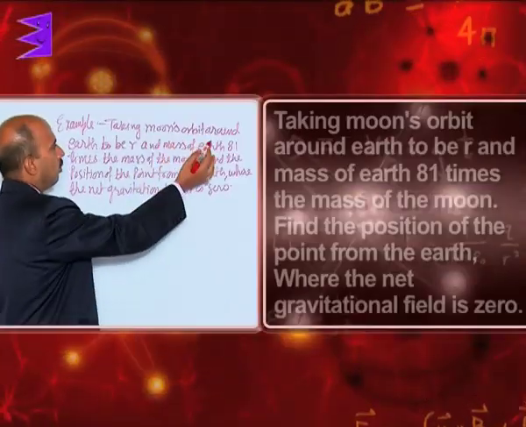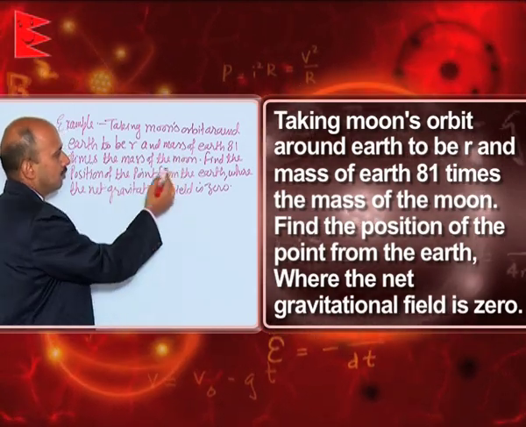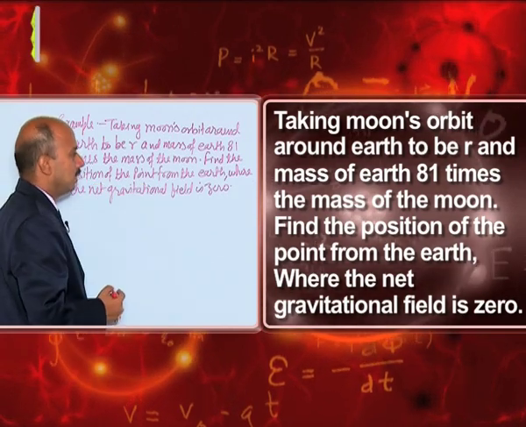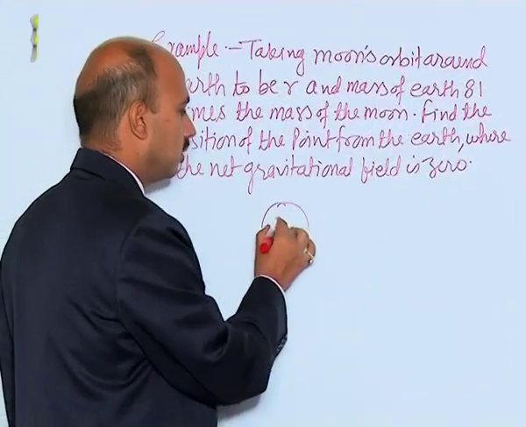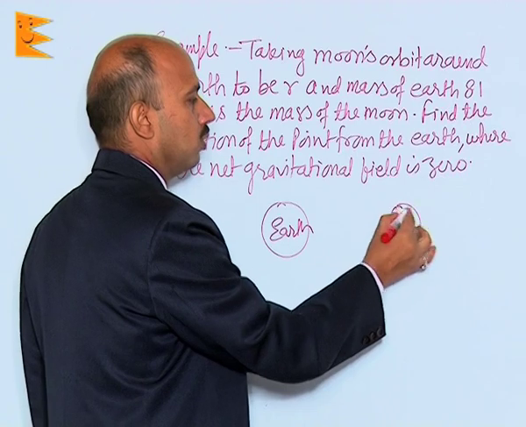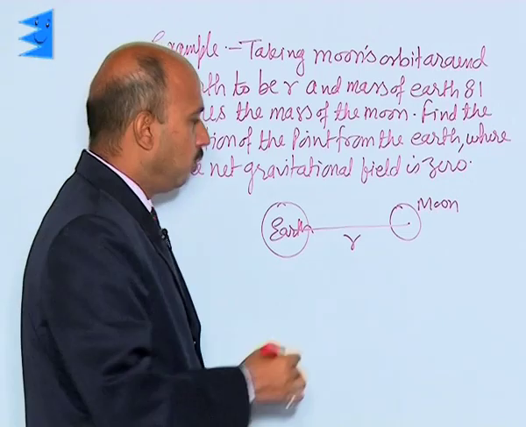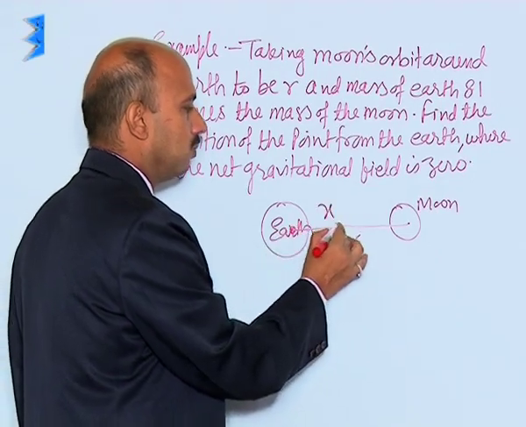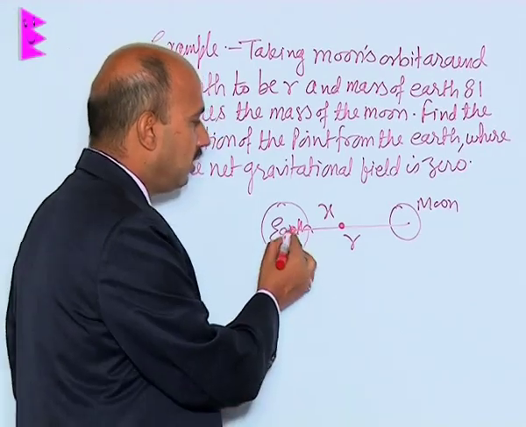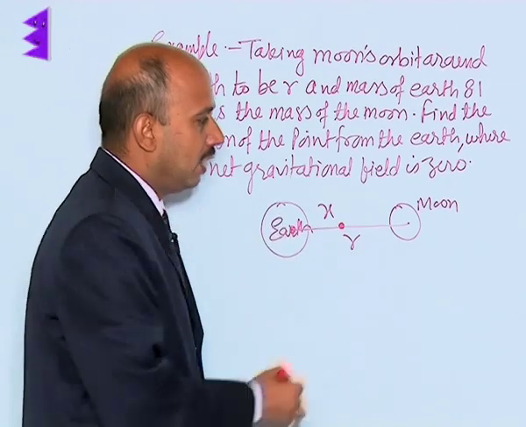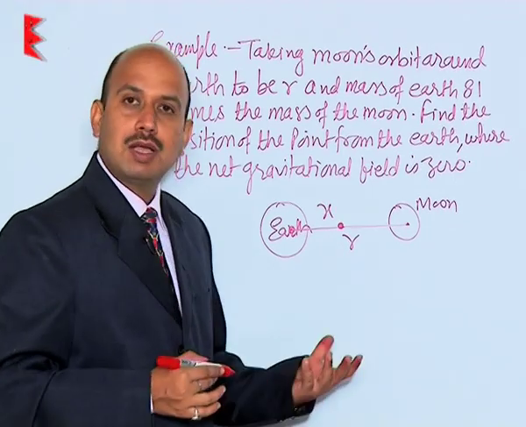Now, see here, taking the moon's orbit around Earth to be r and mass of Earth 81 times the mass of the moon. Find the position of the point from the Earth where the net gravitational field is 0. Suppose this is Earth and here is the moon, and this distance is r. Suppose at a distance x from the Earth, the net gravitational intensity is 0. So obviously, the gravitational intensity due to Earth and due to the moon will both be equal and opposite. That is why it will become 0.